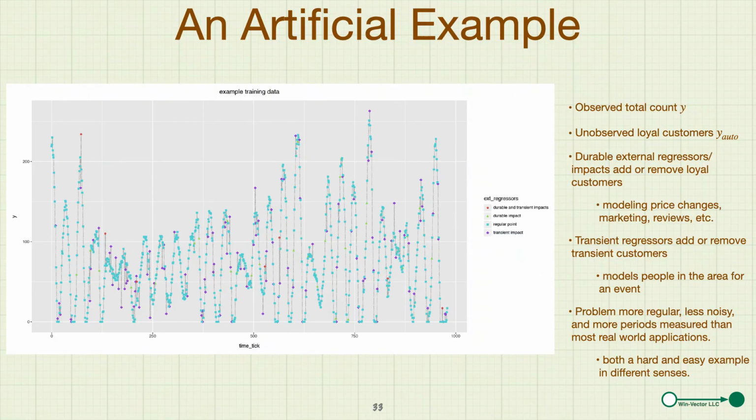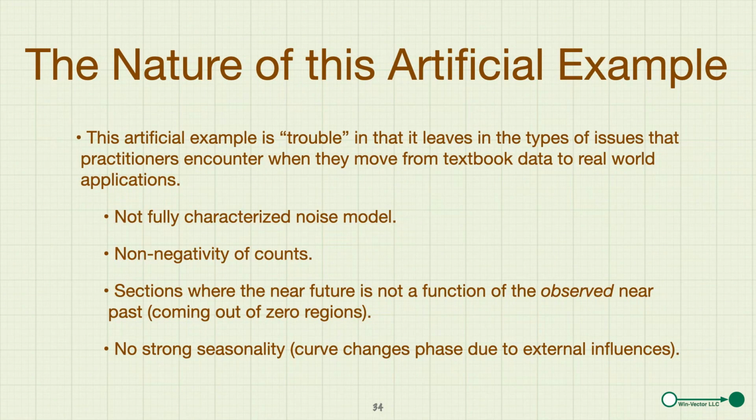Okay, so back to our artificial example. The x-axis is our abstract time tick. Think of it as days. The y-axis is the count we're trying to predict. There's an unobserved process generating this, the y, autocorrelated or autoregressive, or the loyal customers. We have both durable and transient external regressors. A transient external regressor might be a movie near your restaurant, and a durable external regressor might be a positive review of your restaurant.